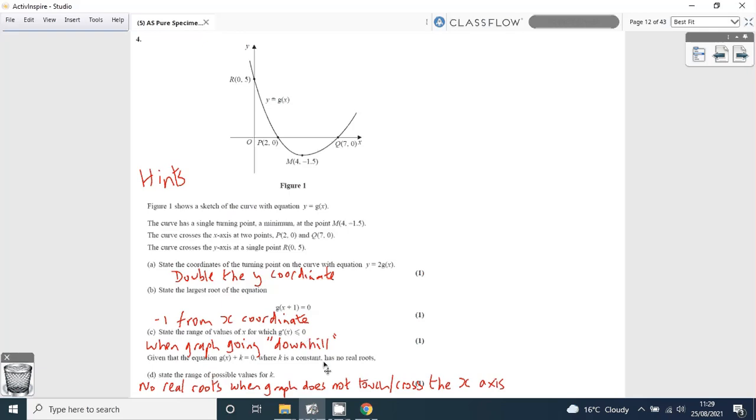Now, you will have no real roots if the graph does not cut the x-axis. So think about how high you would have to lift this graph up, how you would have to shift it in the y direction in order to no longer be cutting or touching the x-axis.